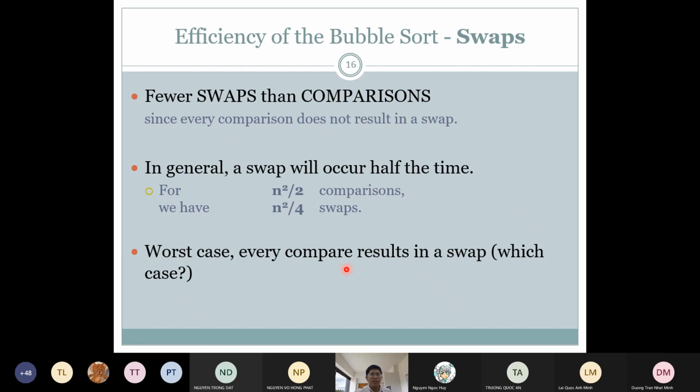Which is the worst case for this sorting algorithm? That is when the input is in the opposite direction, in the reverse order. Say if we have it in increasing order, and then we have it in the opposite direction.